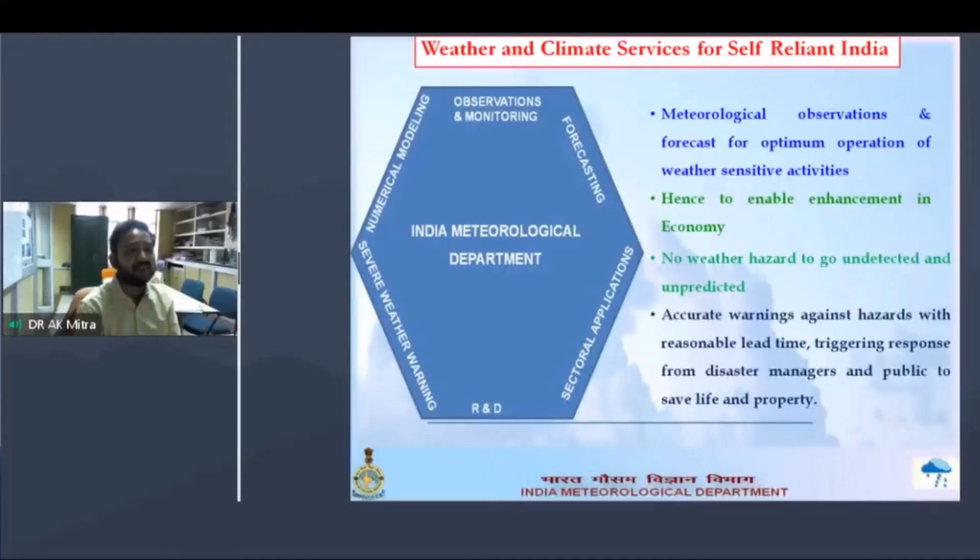From IMD's point of view, the basic meteorological observations and forecasts are for optimum operation of weather sensitive activities. IMD is self-reliant, particularly in giving accurate and good weather forecasts, with accurate warnings against hazards and reasonable lead time leading to a response from disaster managers and the public to save lives. If you can see the table, you will find a number of observations going to the users, particularly the forecasters and the different stakeholders.